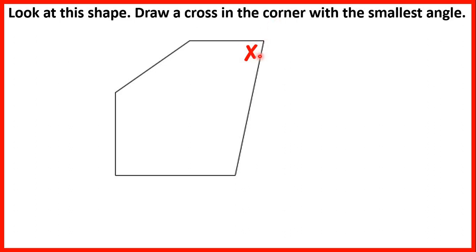Remember, an acute angle is less than 90 degrees, so less than the corner of a piece of paper or the corner of your screen. All of our other angles are either obtuse angles, so larger angles like this one here, or this one here, or right angles like this one here.